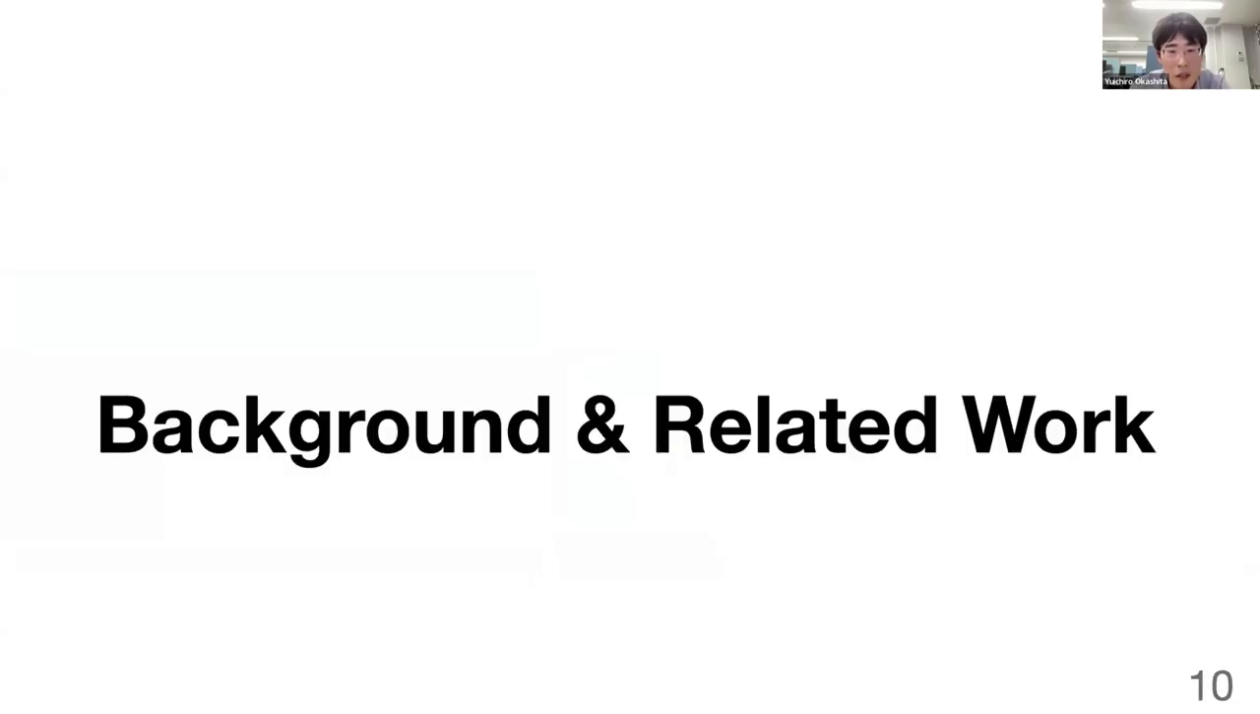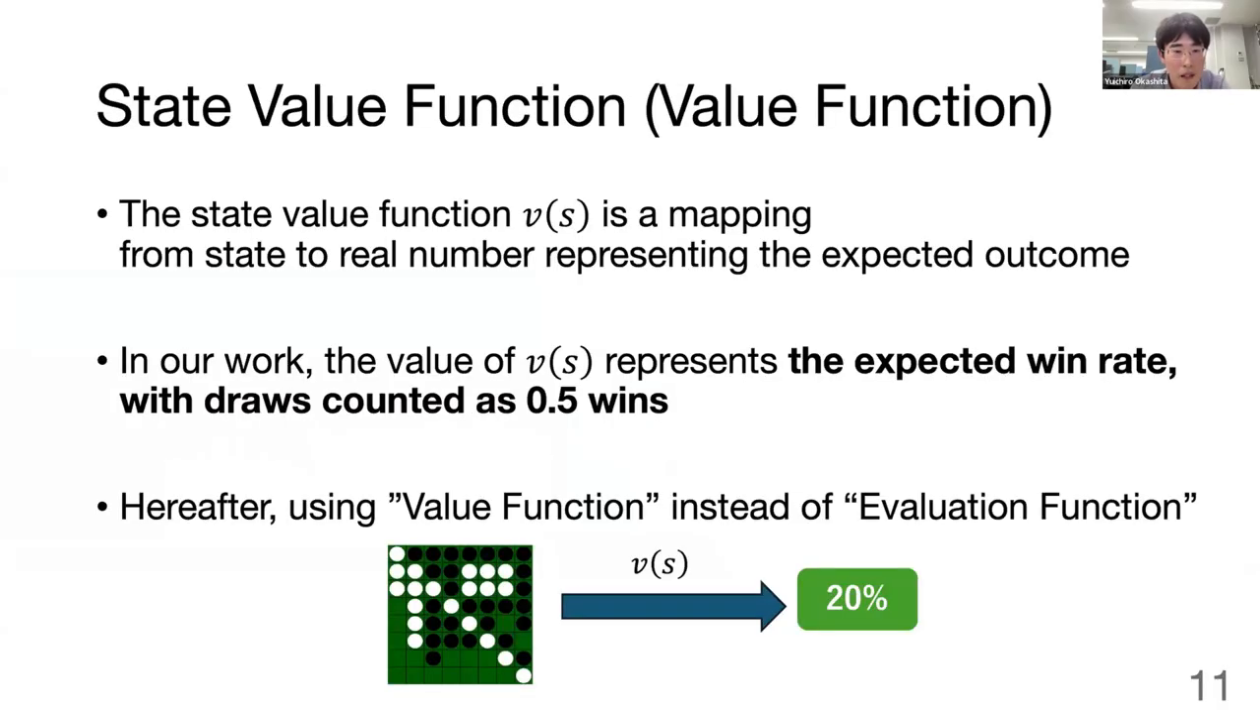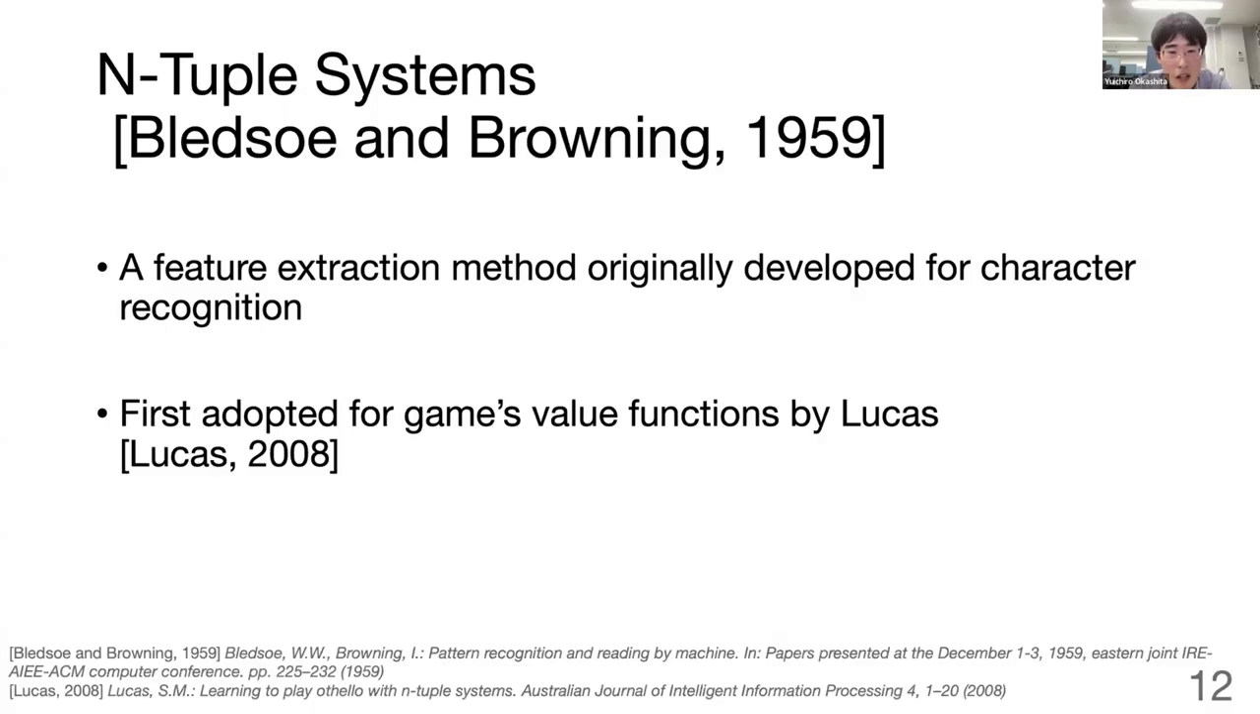Now let's go over the background and related work. Let's begin with the state value function, V(s). In our context, it maps a board position to an expected outcome. We use it to represent the expected win rate with draws counted as 0.5 wins. To align with the standard terminology in reinforcement learning, we will use the term value function instead of evaluation function from this point forward. Next, I'd like to discuss n-tuple systems, which are a core component of our work.